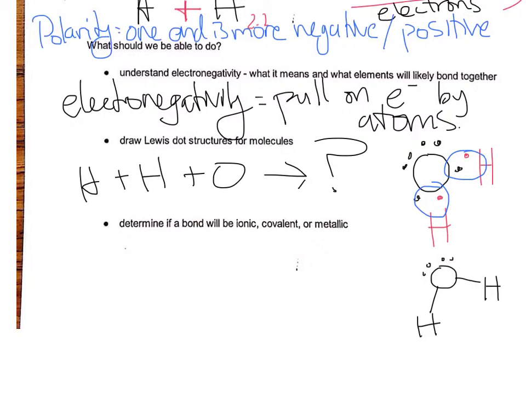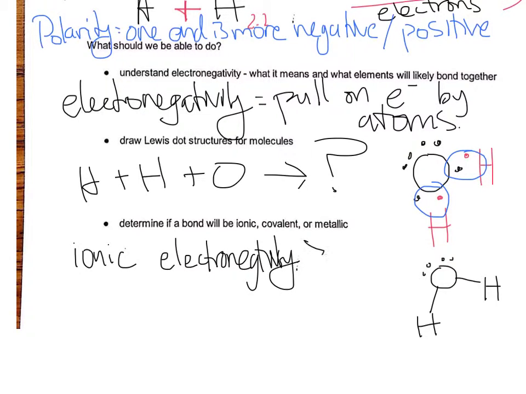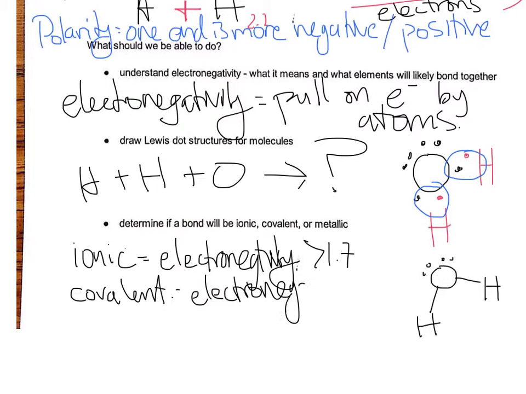Okay, and then lastly, we could summarize here. Ionic, we're going to say the electronegativity is greater than 1.7, so the difference in electronegativity. For covalent, we will say the electronegativity is less than 1.7, so they're closer together. They share. It's not one pulling an electron away.